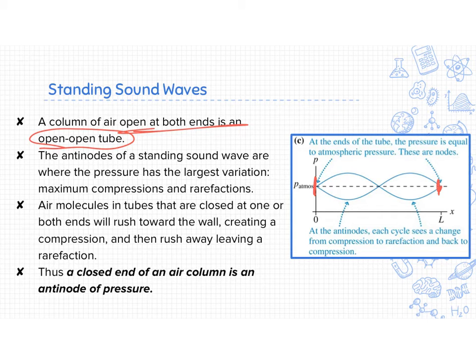Now, if we close one end of the tube, then that's going to create a wall for those molecules to slosh off. So we assume that the closed end is an antinode. And that's just a way to visualize what's going on the inside for standing sound waves.